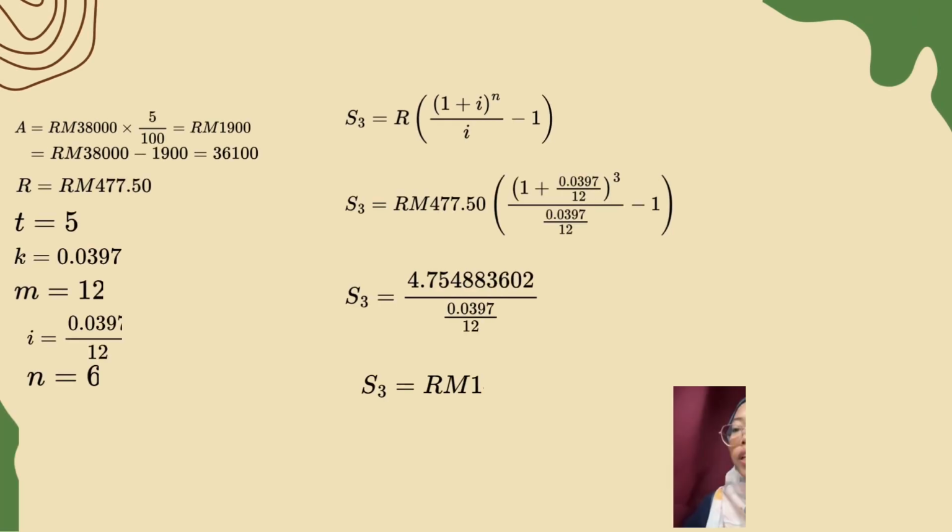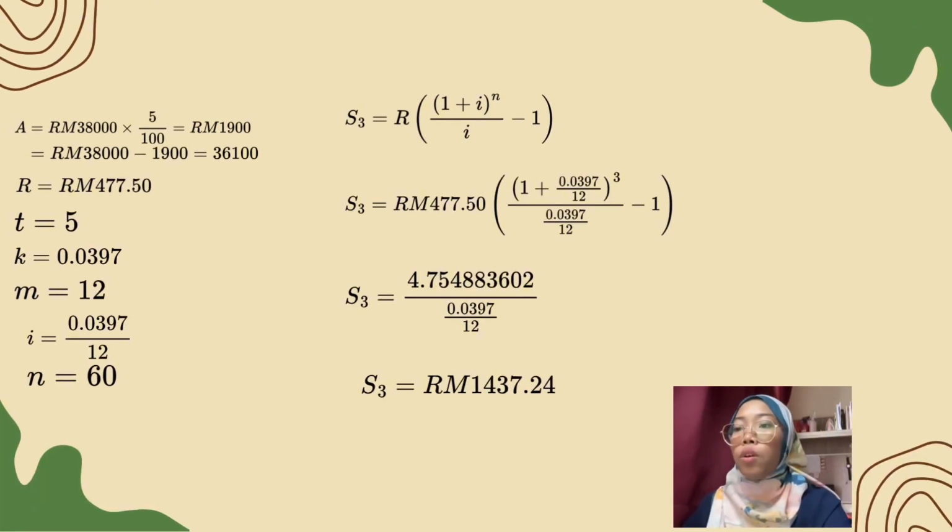The price of the motorcycle is 38,000 and he made a down payment which is 5%. So A equals 38,000 minus 1,900, so the total is 36,100. And R equals 477 ringgit 50 cents, T equals 5, K equals 0.0397, M equals 12, I equals 0.0397 divided by 12, N equals 60. So we use the formula S equals R bracket 1 plus I to the power of N divided by I minus 1 bracket.